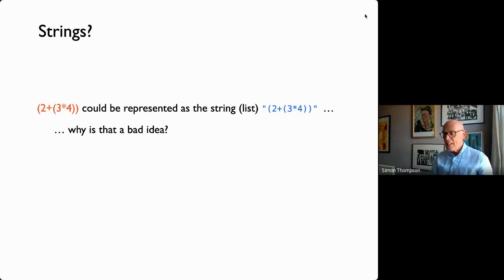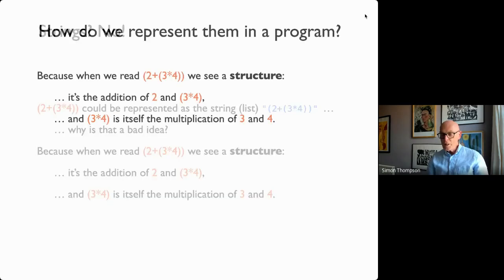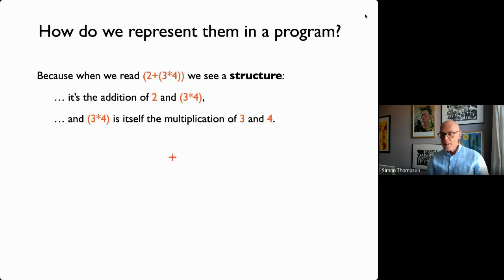That's great. Yes. So the only structure there is in that string is that one character follows another. So you have a parenthesis, then a 2, then a plus, then a parenthesis. It doesn't tell you anything. But what we want to do somehow is represent that structure. We want to see from the way it's represented in the computer that it's the addition of two things. There's 2 on the left-hand side, 3 × 4 on the right. And we want to see that 3 × 4 itself is a multiplication. So what we want to do is somehow represent it something like this.